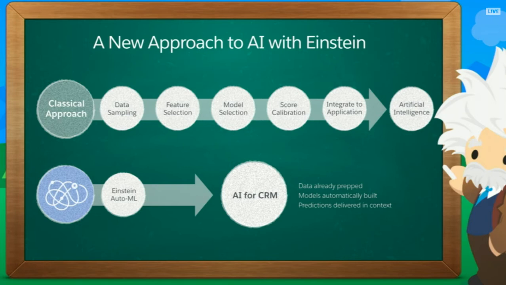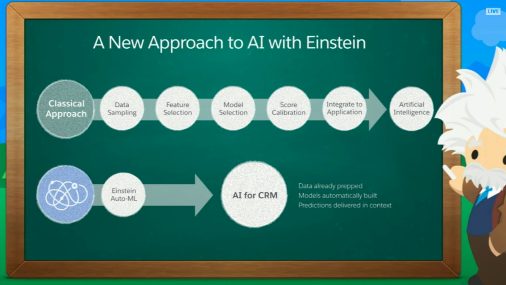On this slide, we have the classical approach to artificial intelligence. So think you're trying to use your data, you have your own data scientist team, and you want to predict something. You have quite a few steps here. You go through data sampling, feature selection, model selection, all these different steps, and then at the end, you'd integrate it into an application, maybe it's Salesforce, whatever your users are using.